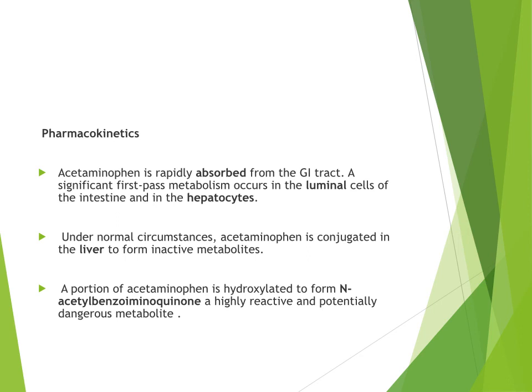Now, what are the pharmacokinetics of acetaminophen? It's rapidly absorbed from the GI tract. It undergoes significant first-pass metabolism in the luminal cells of the intestine, and also in the hepatocytes. Usually, acetaminophen can be hydroxylated to form N-acetyl-p-benzoquinone imine, which is highly reactive and a dangerous metabolite that is toxic for the liver cells.